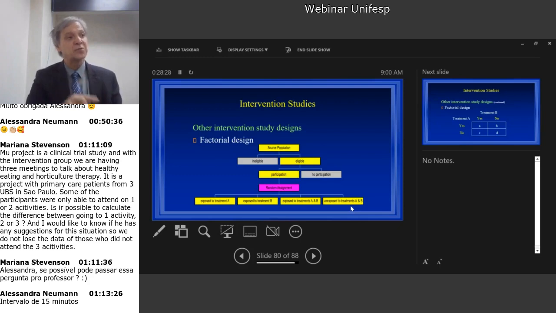If and only if the other groups start going up, the outcome is getting better, especially if there's a gradient. The people in the middle, 1 and 2, have some improvement, but the people who have the 3 activities have the major improvement. So you prove your point, you have a gradient.